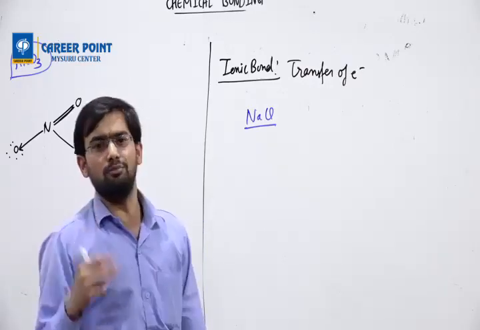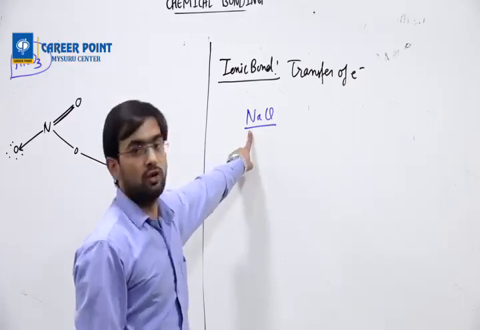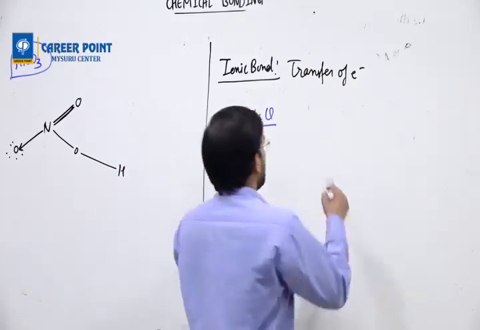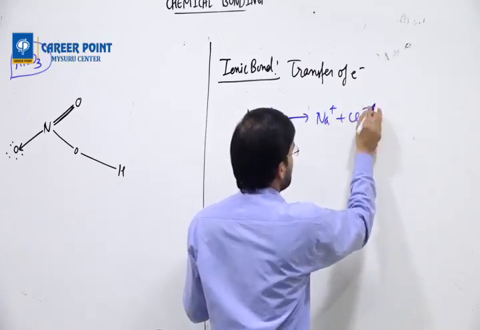You can't have all the compounds which I gave in the beginning; it must be metal and non-metal. Sodium is a metal, Cl is a non-metal. Only in this case does an ionic bond exist. So when you break this compound, you get Na+ and Cl-.